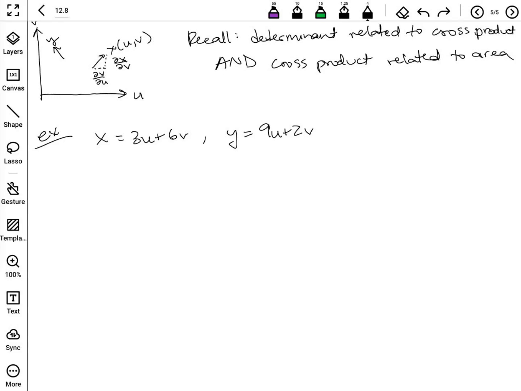Okay, so our first example is just going to be a real simple linear one in x and y. Suppose I'm doing a conversion from x and y to some u and v, where I can define x to be 3u plus 6v and y to be 9u plus 2v. I would want to know, what do I need to do that?